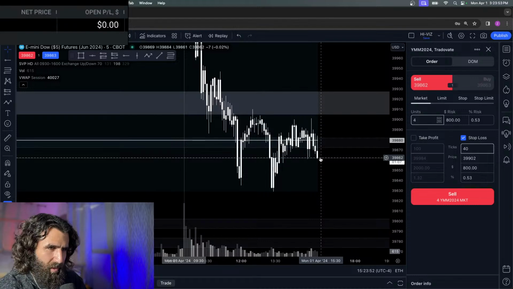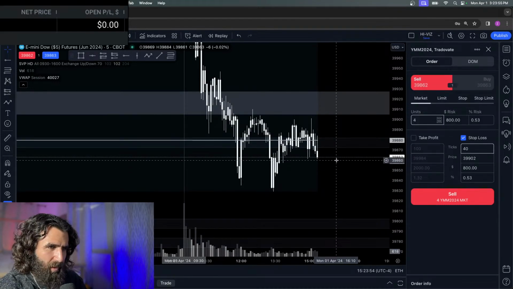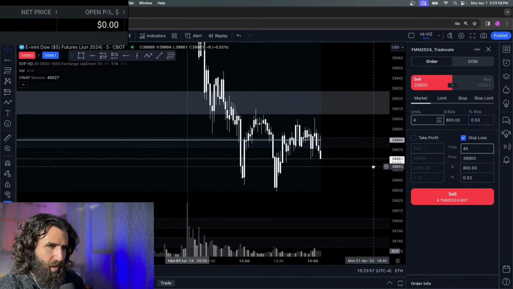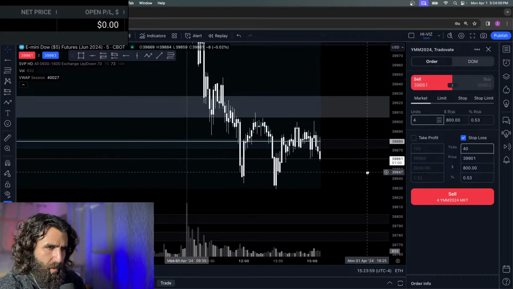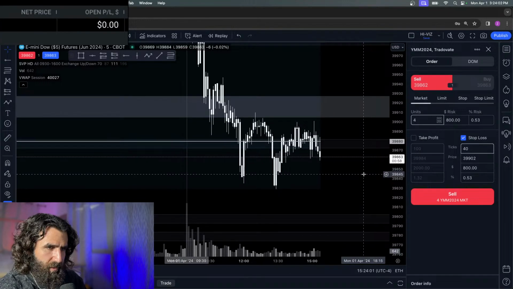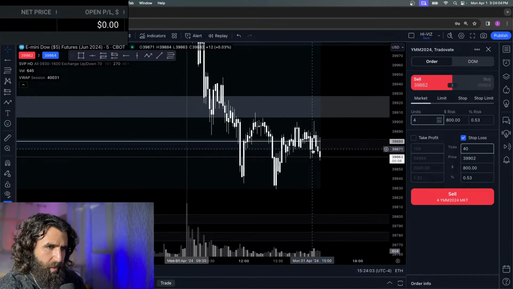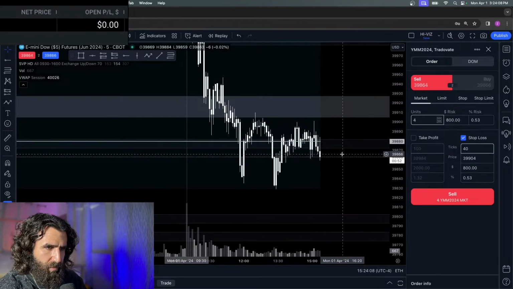Testing these lows right here. If it breaks below, it might fall quickly, in which case I'll miss this move. But just going to give it a second to see what it wants to do. I don't want to be caught on the same bullshit that happened over here where it just bounced right back up.